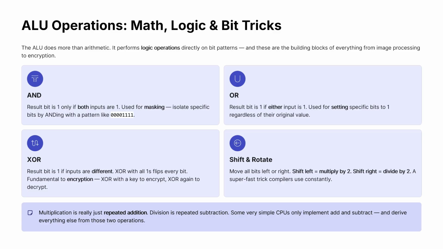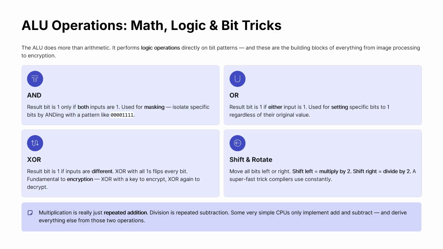Or works the opposite way. It's great for setting specific bits to 1 regardless of what they were before. XOR with all ones flips every bit. That's how you get a bitwise complement. It's also used in encryption. XOR a value with a key to encrypt it. XOR again with the same key to get back the original.